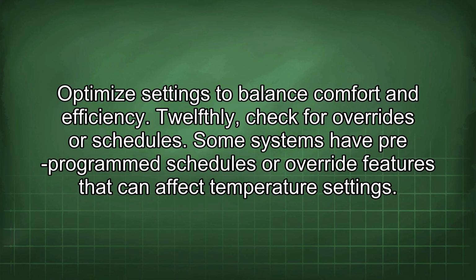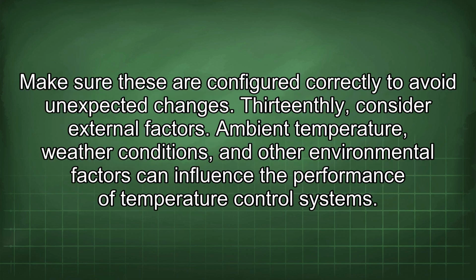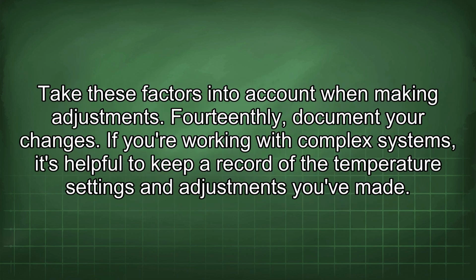Twelfthly, check for overrides or schedules. Some systems have pre-programmed schedules or override features that can affect temperature settings. Make sure these are configured correctly to avoid unexpected changes. Thirteenthly, consider external factors. Ambient temperature, weather conditions, and other environmental factors can influence the performance of temperature control systems. Take these factors into account when making adjustments.